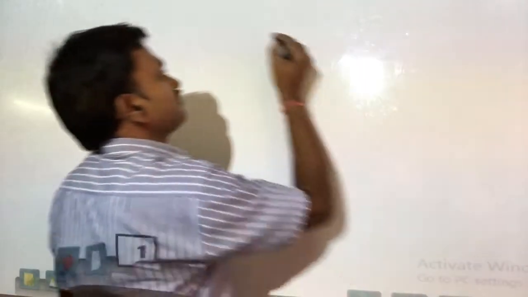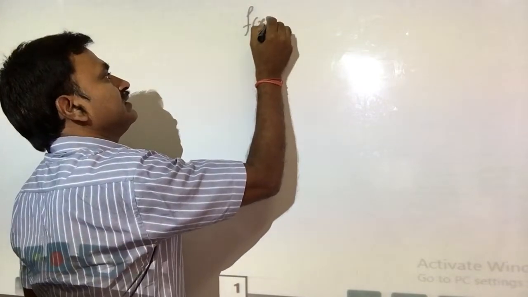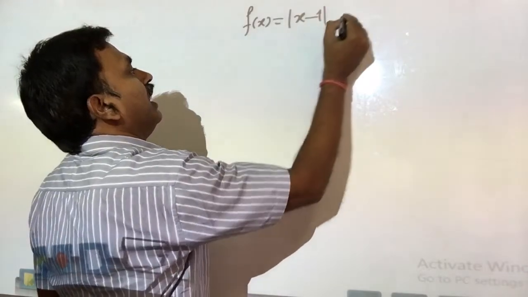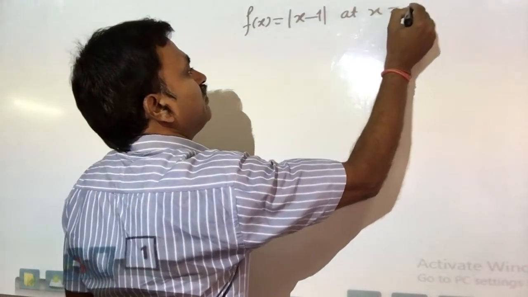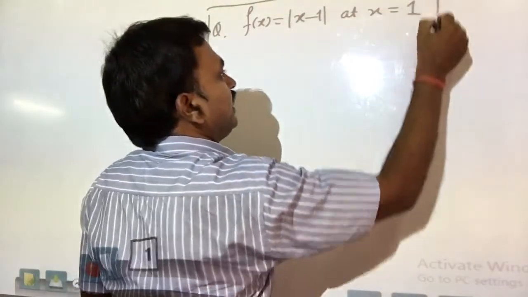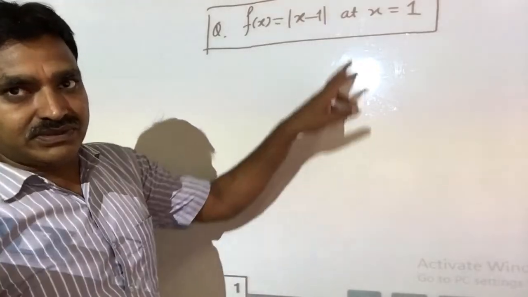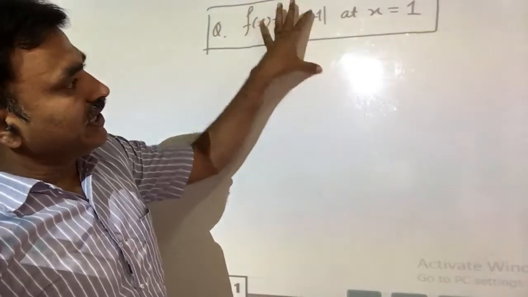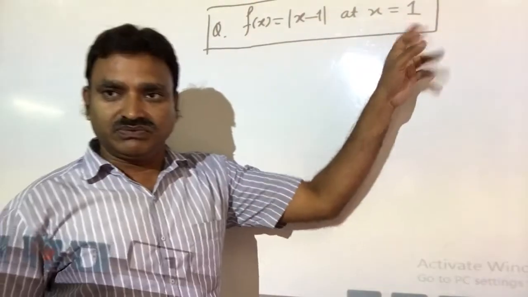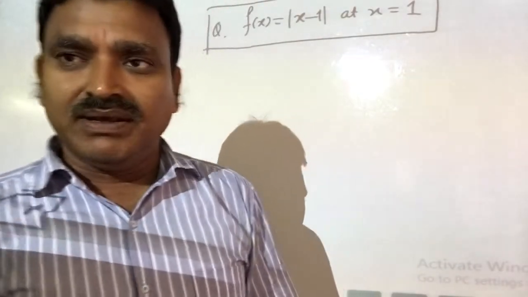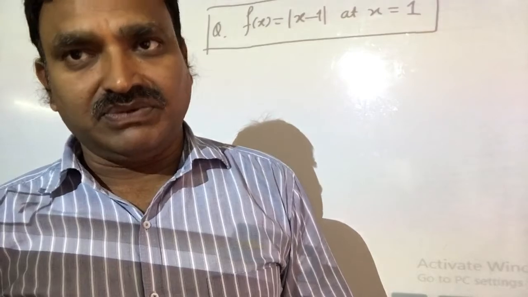For example, you can try at home: the function f(x) = |x - 1| at x = 1. Students, please check this function's continuity and differentiability at x = 1. When we check, we will find that this function is continuous at x = 1 but not differentiable at x = 1.